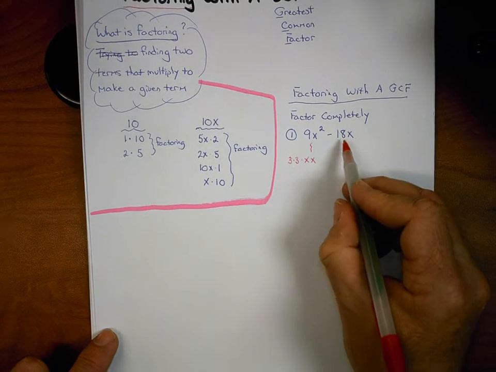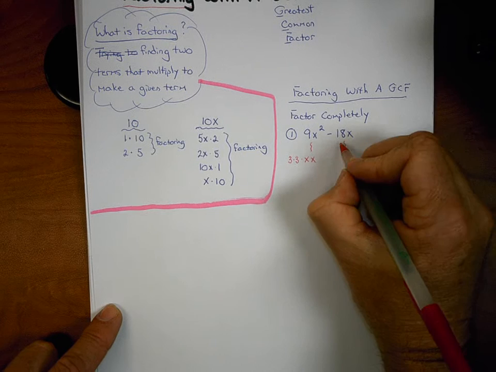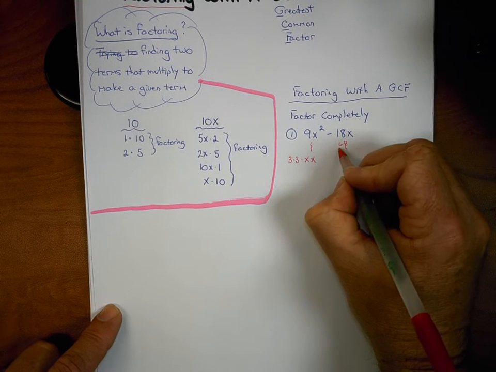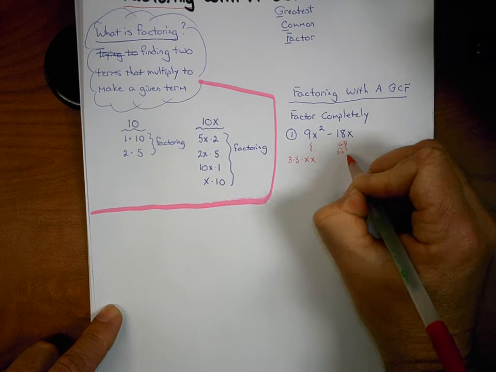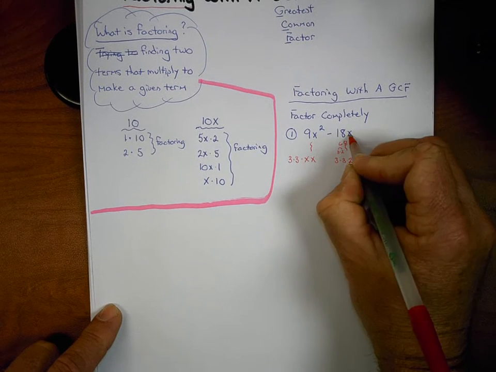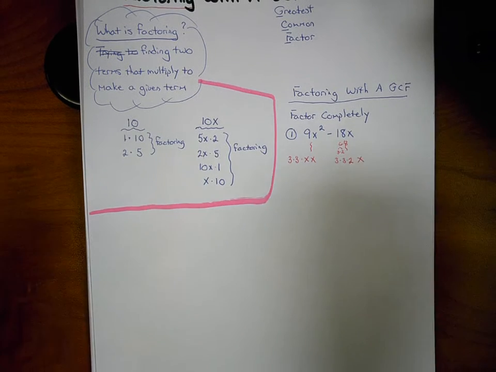If I were to factor 18, remember 18 is 6 times 3, but 6 is 3 times 2. So that means 18 factors into 3 times 3 times 2. Then how do you factor x? Well, that's easy. That's x.